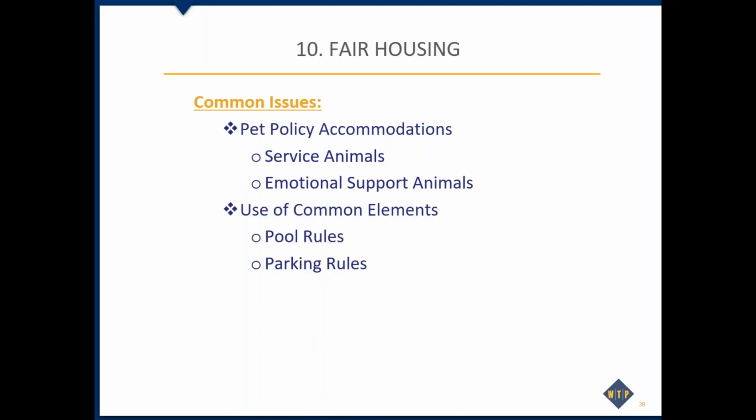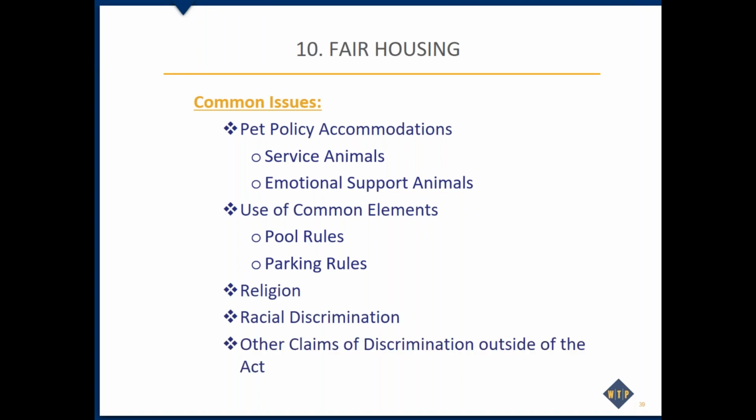Use of the common element. Pool rules and parking rules are some of the most common things that we see where people are asking for accommodations, mainly accommodations, not so much modifications, but accommodations to where the parking is located, what the hours of the pool are, who can use them. You'll typically get a lot of those things when you're dealing with the pools and the parking. Finally, the last couple categories are religion, racial discrimination, or other claims of discrimination outside the act. So these are the kinds of things that, when you start to see those terms thrown around, be aware that you're in the world of fair housing.